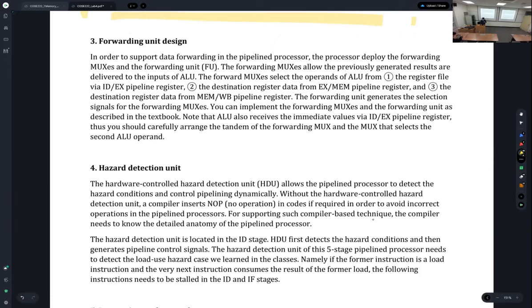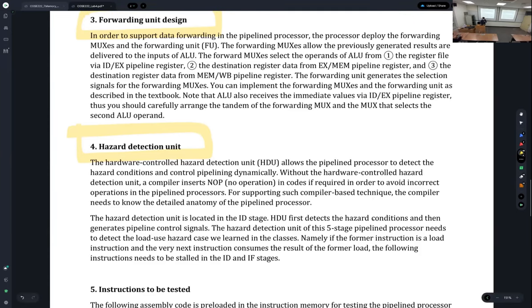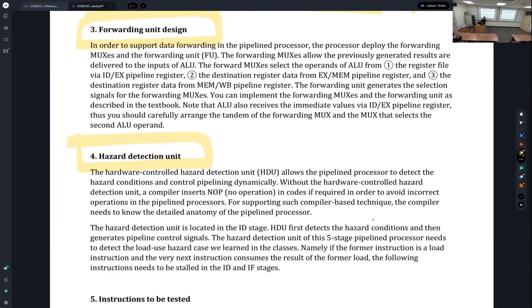And these are the important parts of this lab assignment. You need to design the forwarding unit and the hazard detection unit for the five-stage pipeline architecture. Actually, these parts are a little bit tricky. The forwarding unit means that you need to decide the forwarding conditions. We learned about the forwarding conditions, right? These conditions are the same as what we learned in the class.